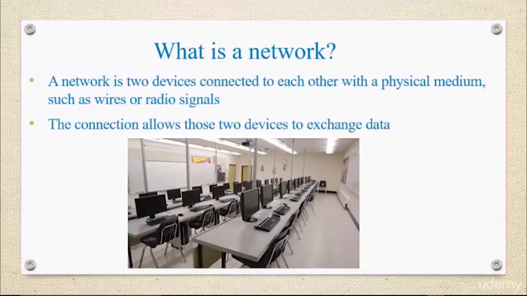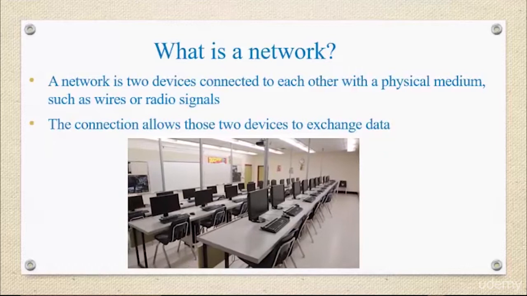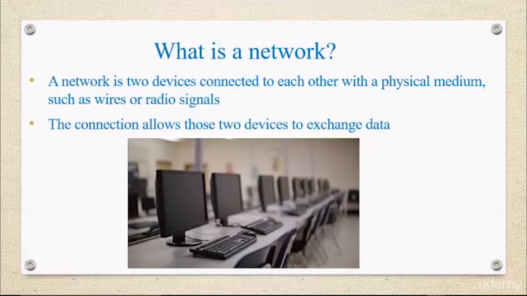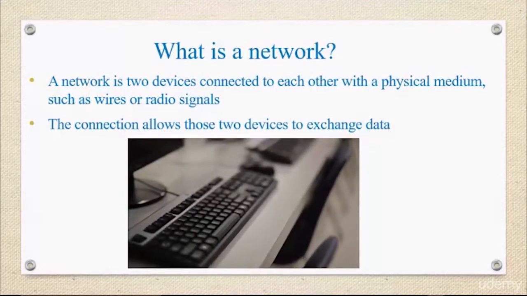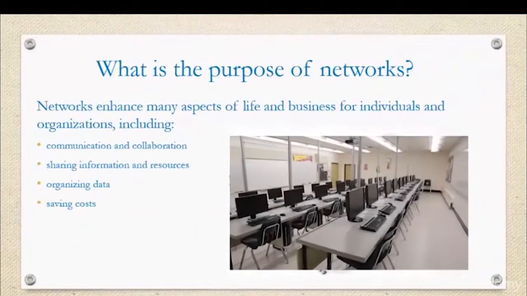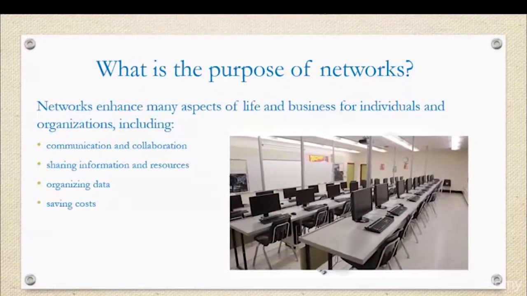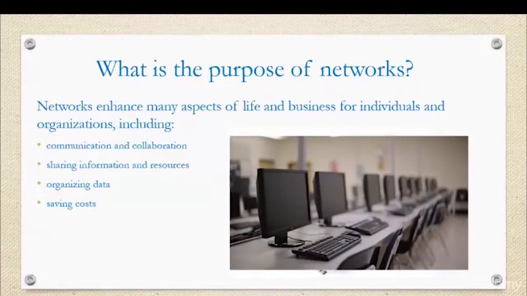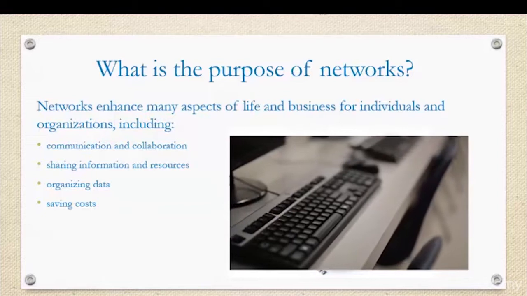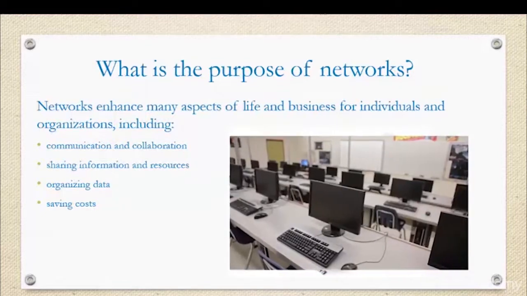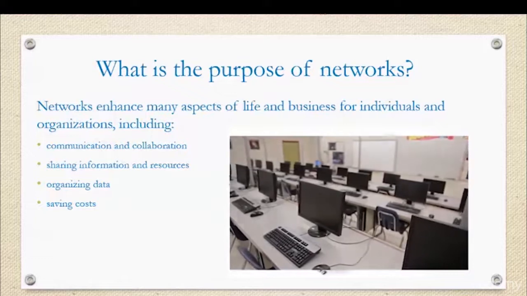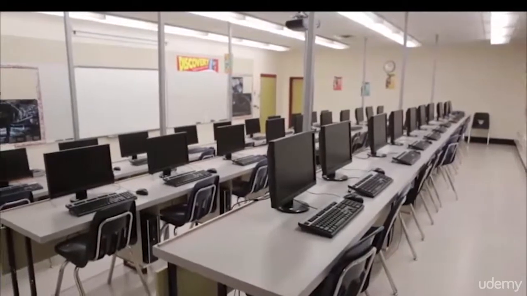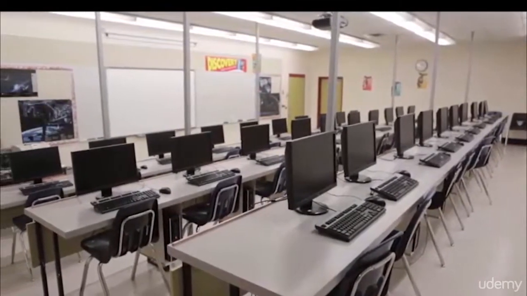Alright, so what is a network? A network is just two devices that are connected to each other with a physical medium like a wire cable or a radio signal. And that connection allows the two devices to exchange data back and forth. Networks have a lot of different purposes. They're used for communication and collaboration inside of a business or an organization. They allow us to share information and resources like your tweets and your texts. And they make it possible for us to organize data, but they also allow us to save a lot of cost because we can share resources like printers and other services that are available through networks.